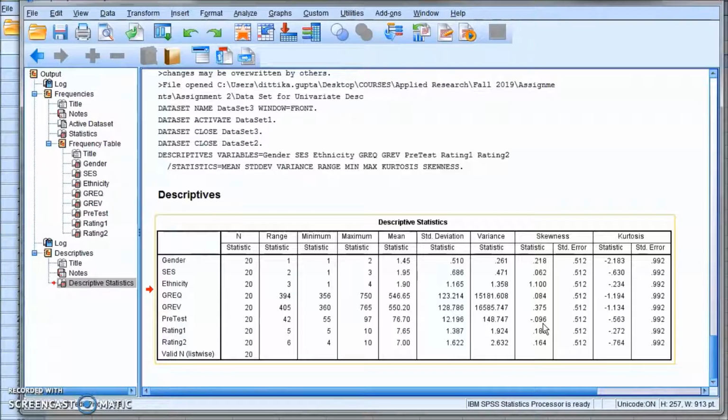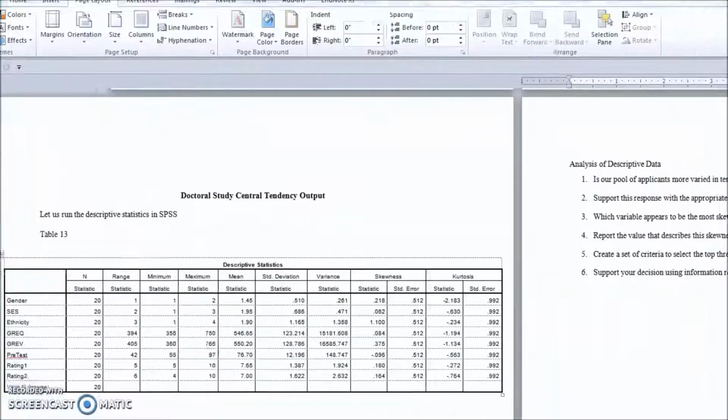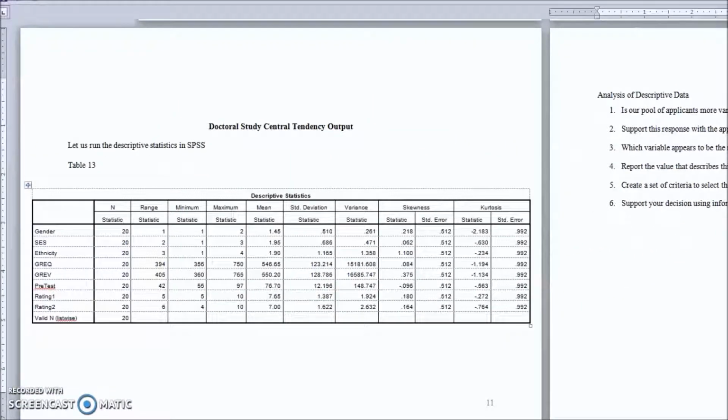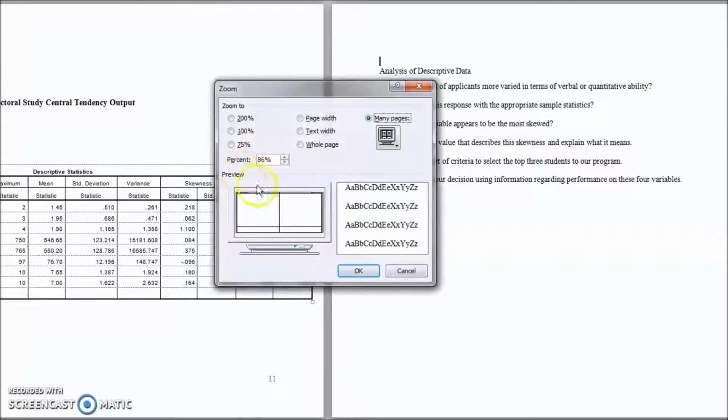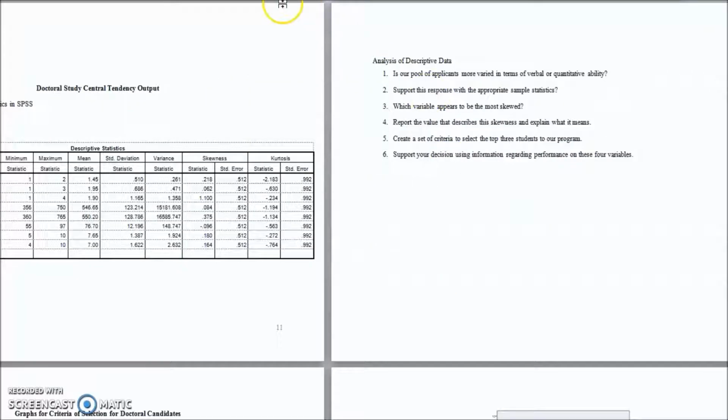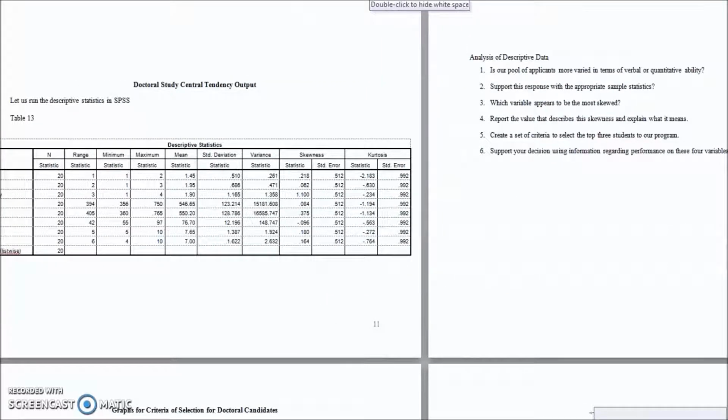We have questions related to the analysis, which we will talk about. But this table is in the Univariate data example. So here is the table and here are the questions. I'm going to make the view smaller so that we can see both of them together. So here are my questions.